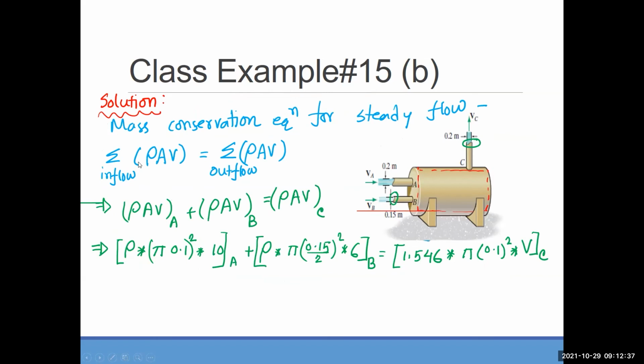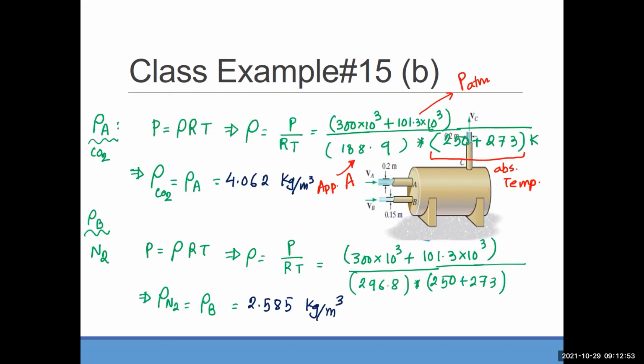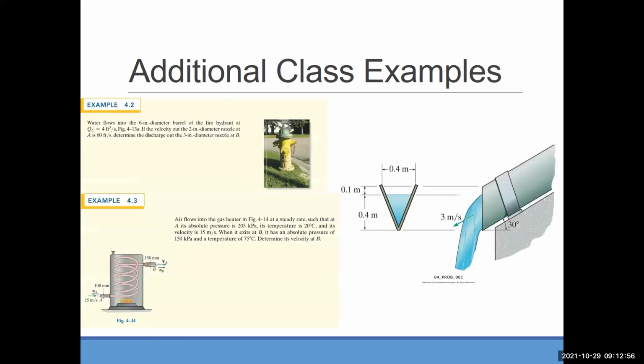Now, if you have the liquid, you can cancel rho inflow equals rho outflow, but I recommend always starting from this point so that you will not get confused. And after that, you can cancel the rho. Now, I gave you a few other class examples just to do more practice. There is no trick, no surprise, nothing. Class examples 4.2 and 4.3 are from your textbook. If you prefer the color version, you can look at your textbook, but your copy is the black and white one.